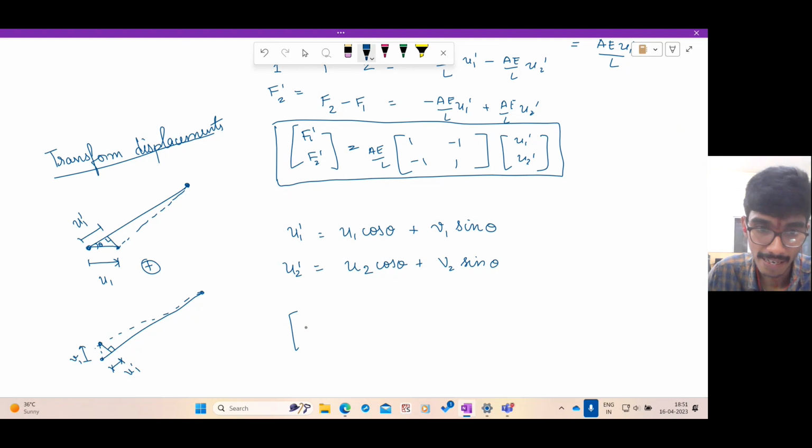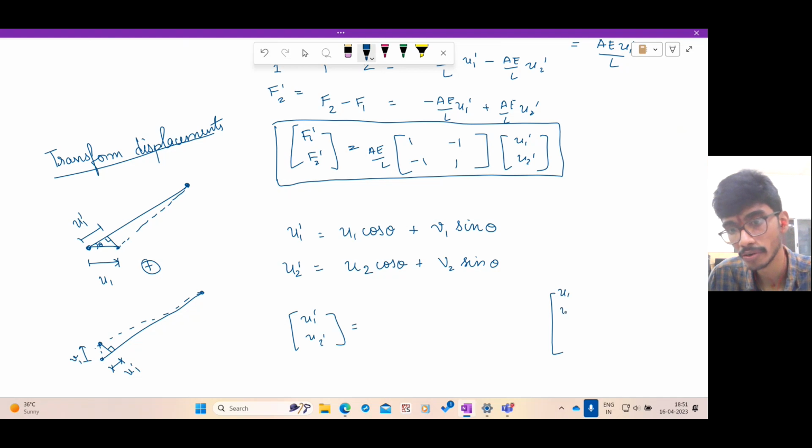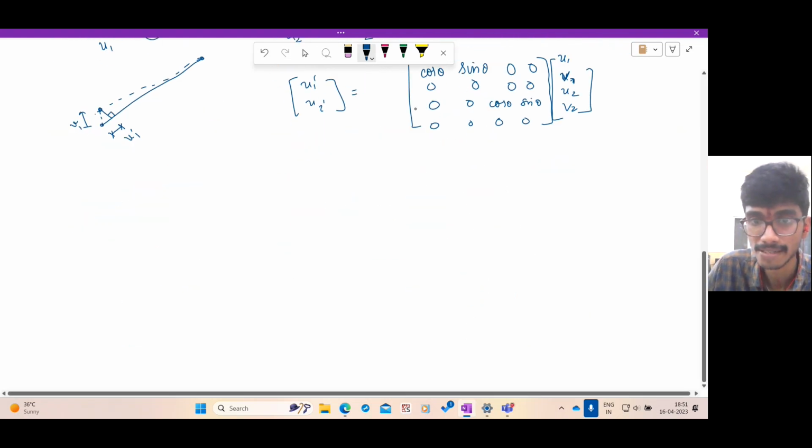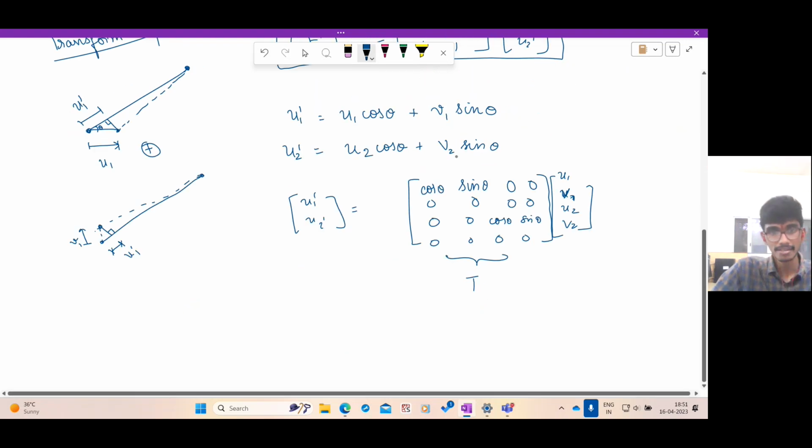So the matrix that relates u1 prime, u2 prime to the global degrees of freedom u1, v1, u2, v2 has cos theta, sin theta. The other entries are 0 because the displacement at 1 cannot depend on displacements at point 2. And this is also cos theta. This matrix we call the transformation matrix, which relates the local and the global degrees of freedom. Fine.